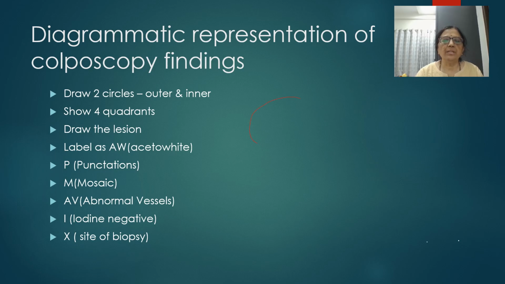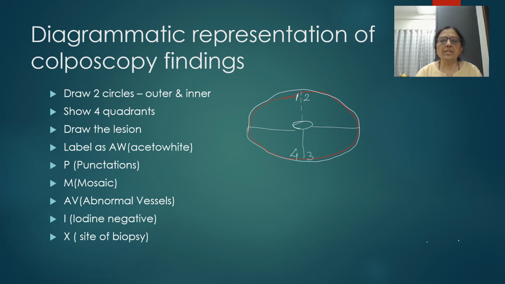The outer circle, it is the cervix which we can see. And we are focusing on this part of the cervix, whereas the inner circle is of the external os. So these are the two circles we have drawn. We have to create the four quadrants of the cervix by drawing these two perpendicular lines, so that we have this quadrant as number 1, this is number 2, this is number 3, and this is number 4.